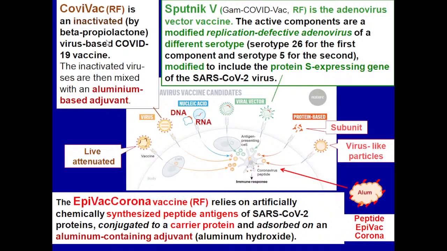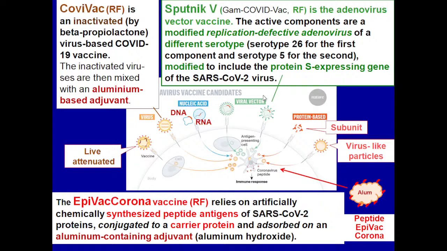So, CoviVac is inactivated by beta-propiolactone and also administered with aluminum. Then Sputnik V is an adenovirus vector vaccine of the serotype 26 adenovirus, and serotype 5 for the second component. So why are two distinct serotypes used?